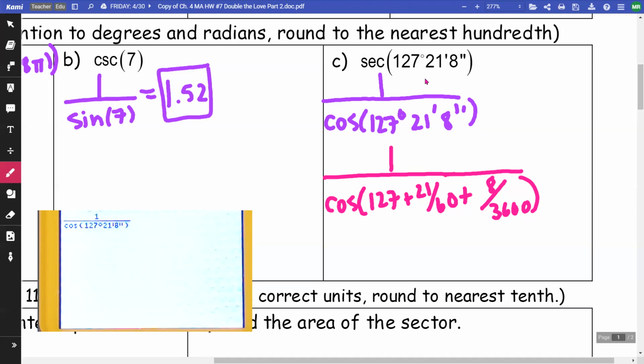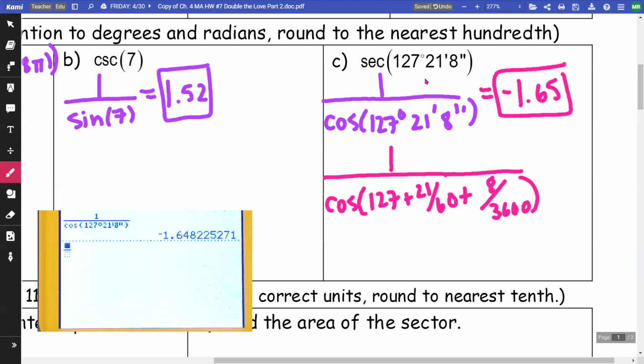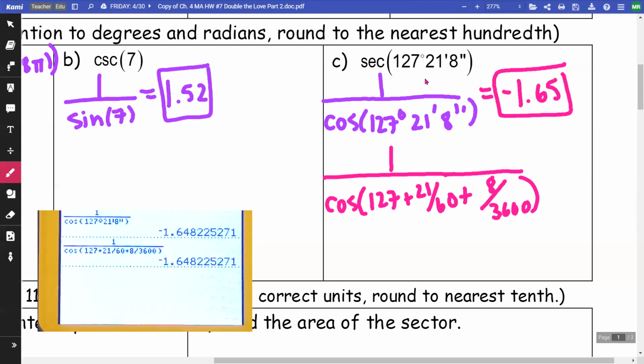I am going to end up getting negative 1.65, rounding, as my answer. Now I can also put it in the other form, 1 over cosine of 127, and if I don't put in the degrees, minutes, seconds, I have to put a plus: 21 out of 60 plus 8 out of 3,600. And you see I got that same answer, negative 1.65.